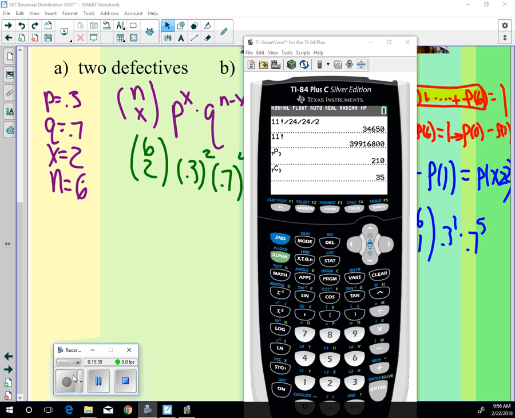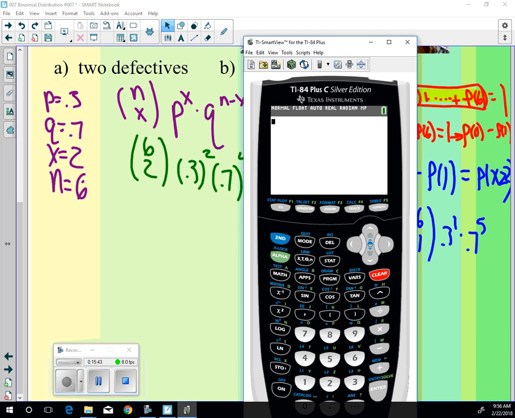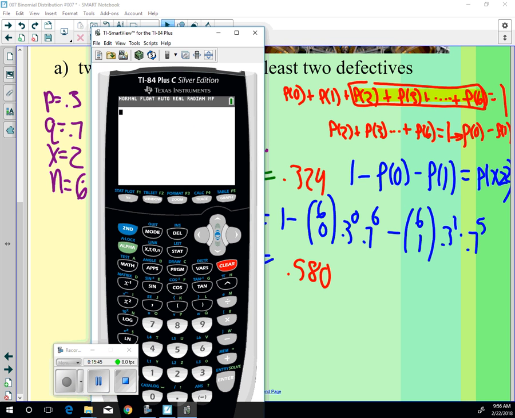Do you want to do this the easy way or the hard way? Hard way. Put each of these in, 6 choose 0, 0.3 to the 0. Do each of those. That's the hard way. Really not smart. But let's do this kind of the smart way. I'm going to do this a couple ways.